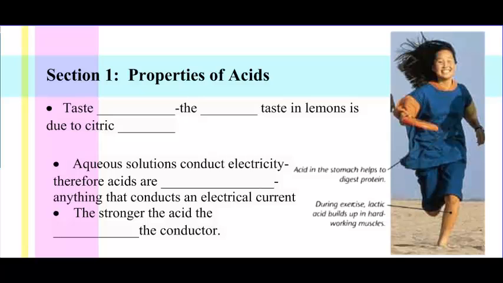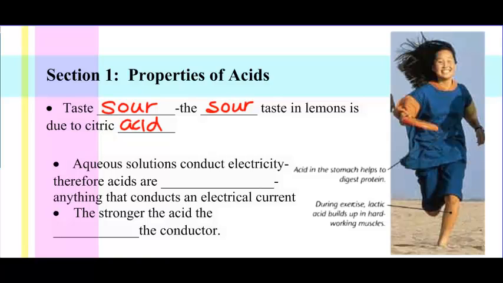First of all, acids have a very sour taste. If you've ever sucked on a lemon or a lemon head candy, you've tasted the sourness of acids. That sour taste is really indicative that you have an acid present. The sour taste in lemons is due to the presence of citric acid. You also know you have an acid because acid aqueous solutions conduct electricity.